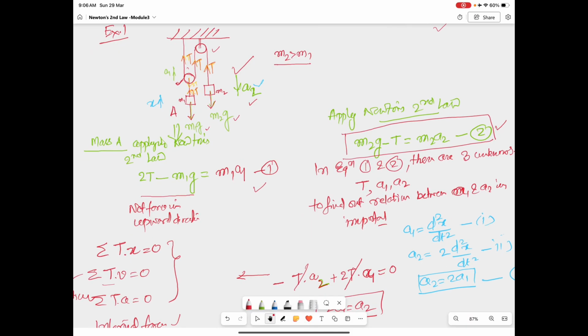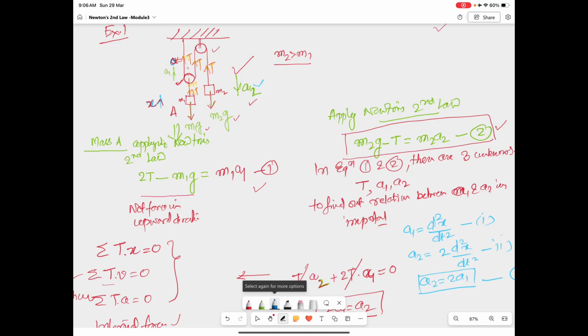Now I will come to equation 1. Equation 1 means since m2 is going down, m1 is going up. So if m1 goes up by a distance x, the pulley is also moving by a distance x up. Now here the string is fixed. Here the string is fixed. So the displacement of this string will be 0. I will draw it with another color. So this will be 0.